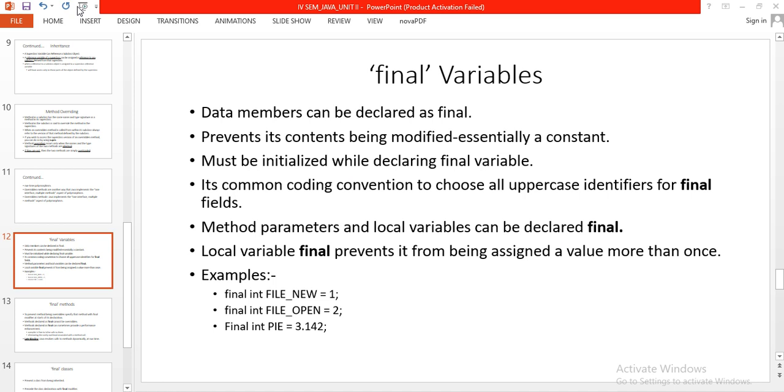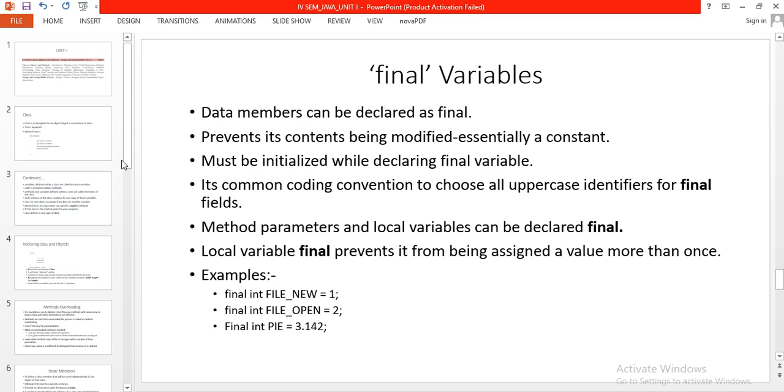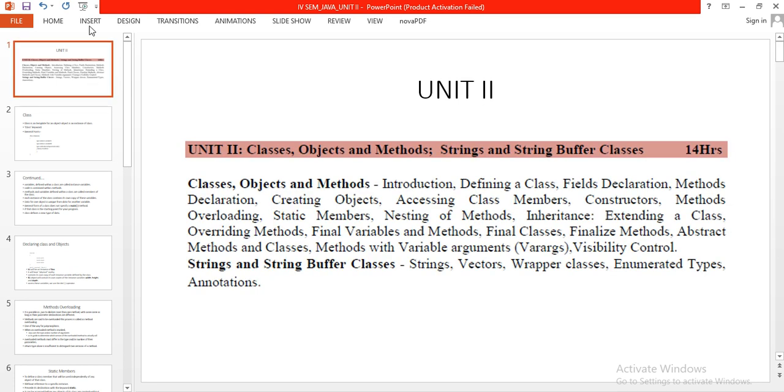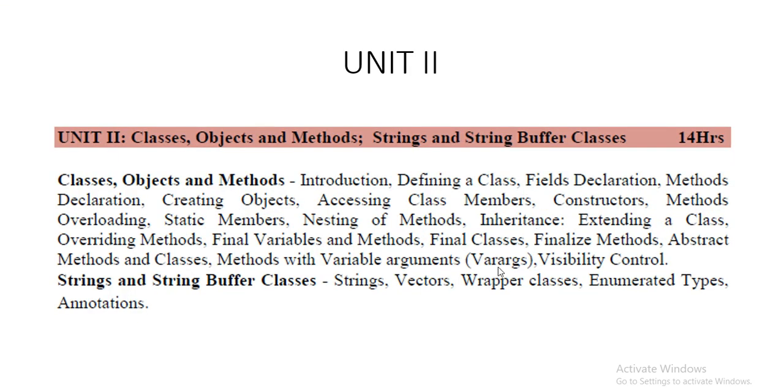We'll study the next topic, that is the final variables. We know there are three uses for final. First, let's see what is mentioned in your syllabus: the final variables and methods, next final classes, the final methods. Today we'll discuss these three: the final variables, the final methods, and final classes.